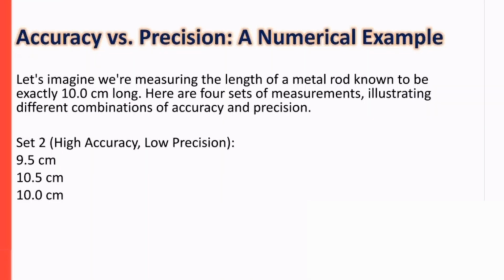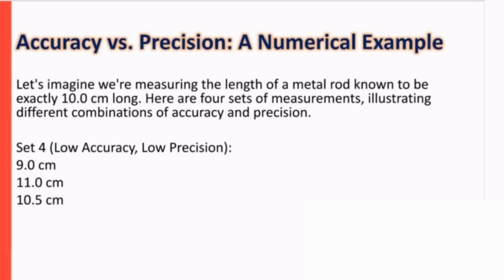Then we have this set which has high accuracy and low precision. The numbers are 9.5, 10.5 and 10. Also, we have this set with low accuracy and high precision. The numbers are 10.5, 10.6 and 10.5. And at last, we have this set with low accuracy and low precision. The values for this set are 9, 11 and 10.5.